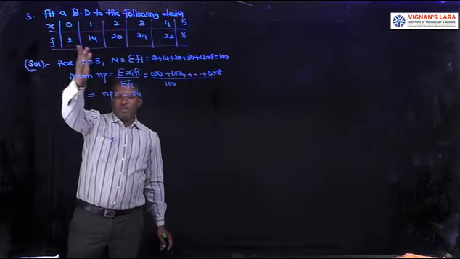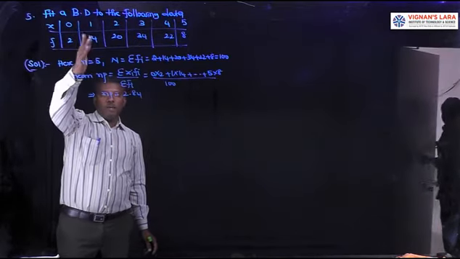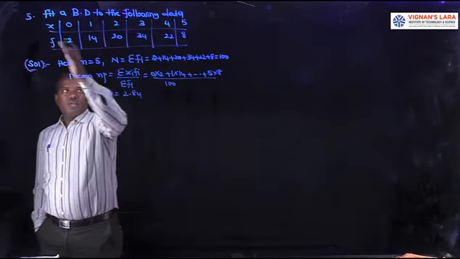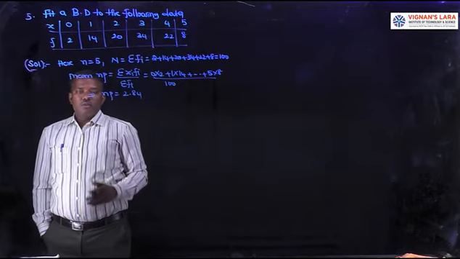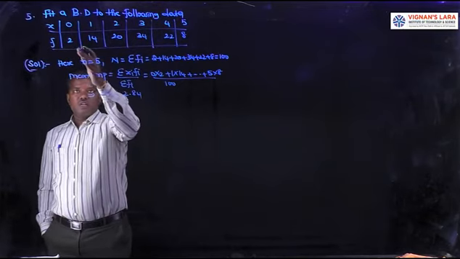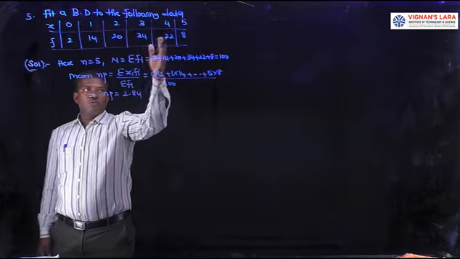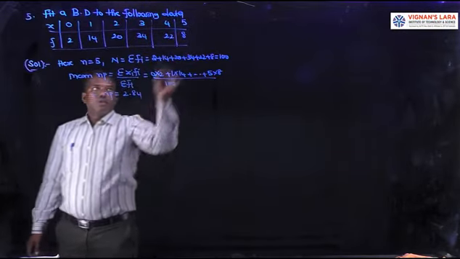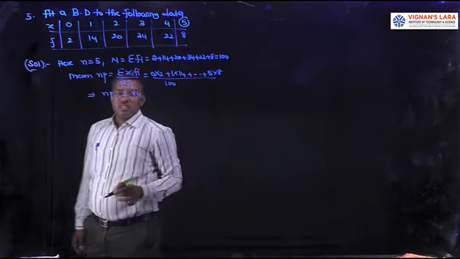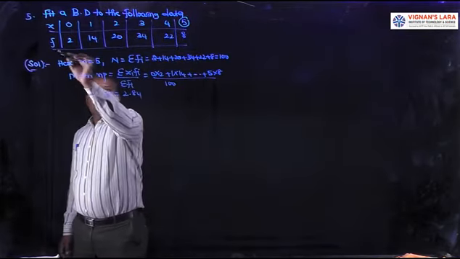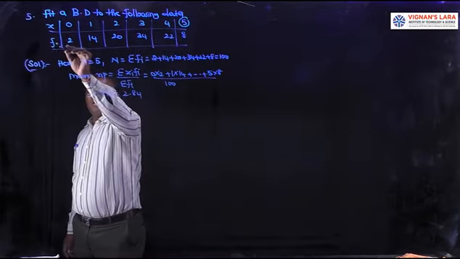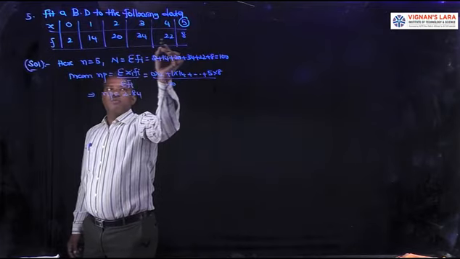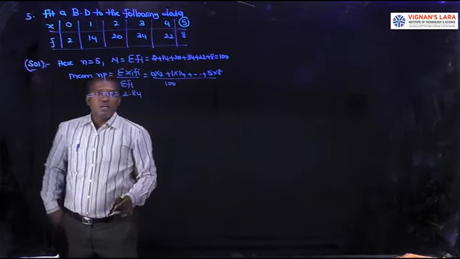Now the next problem is a very important problem. Fit a binomial distribution to the following data. In this data, x values are given 0 to 5. Observed frequencies are given 2, 14, 20, 34, 22, 8. Here n is 5. This is the value of n. And total frequency is denoted by capital N or sigma fi, that equals 2 plus 14 plus 20 plus 34 plus 22 plus 8, that is 100.